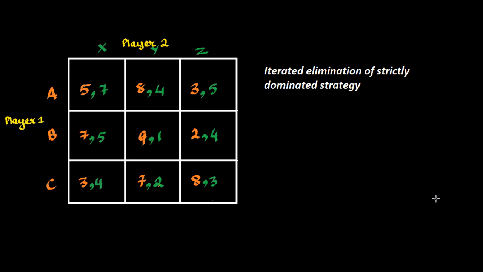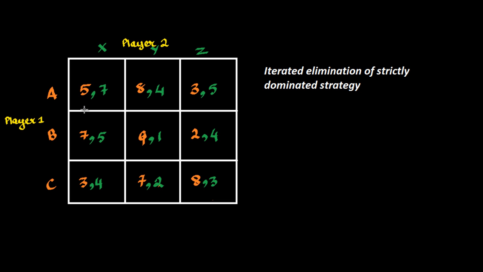Now let us look at iterated elimination of strictly dominated strategies. We will scan this box in order to find out any strictly dominated strategy for any of these players, and if we are able to find one, we will eliminate that from the box, because that particular player is never going to play a strictly dominated strategy. Let us look for player 1 first.